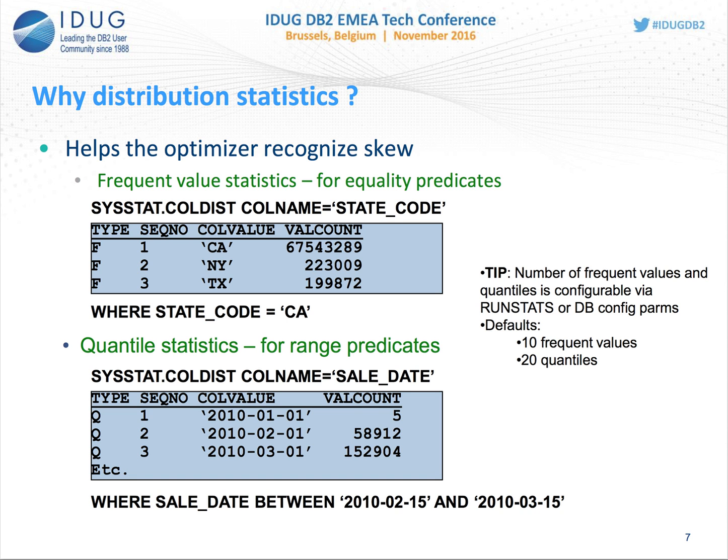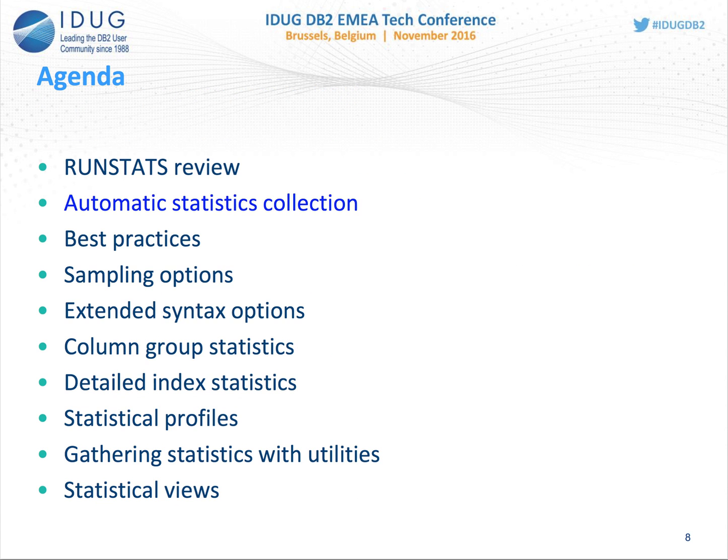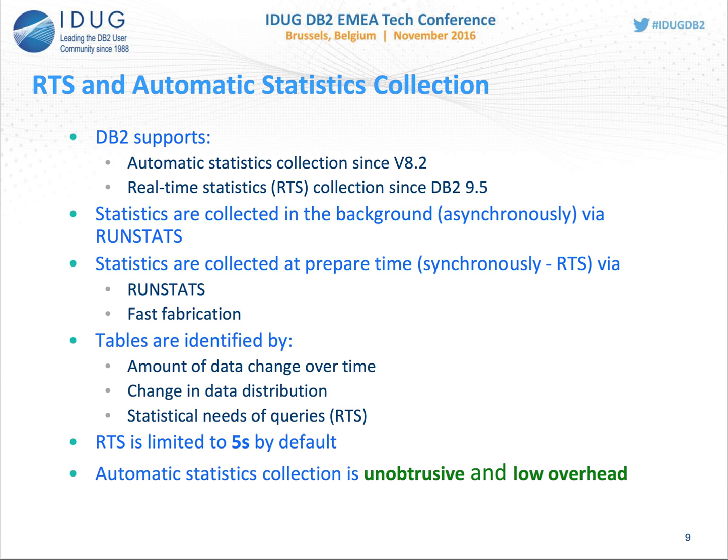There's a database configuration parameter that you can set at the database level. So a couple different ways to do that. So, automatic stats collection. Next tip. So what is automatic stats collection in Db2?